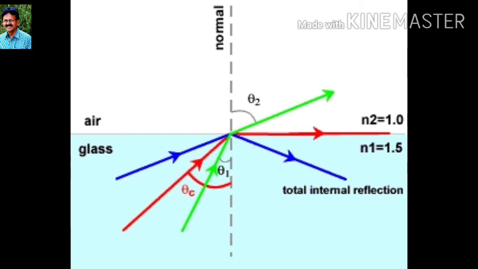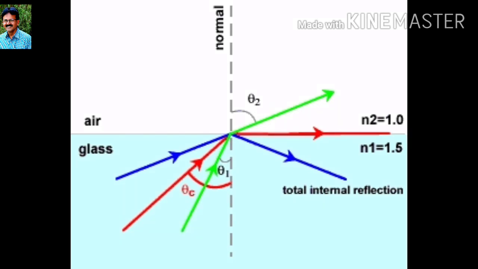If the angle of incidence is increased further beyond the critical angle, refraction is not possible and the incident ray is totally reflected into the same denser medium, that is shown in blue. Once again, we recollect the definitions of critical angle and total internal reflection.